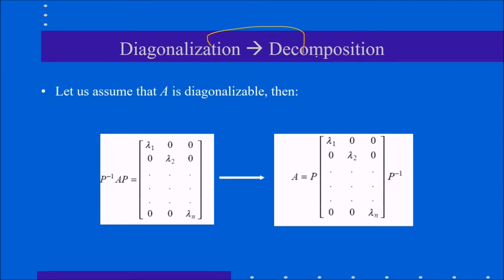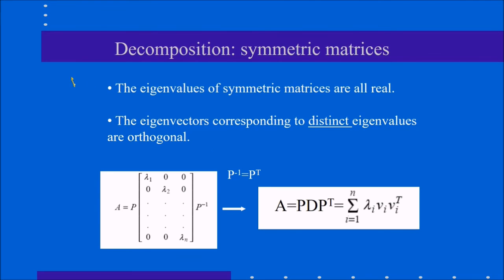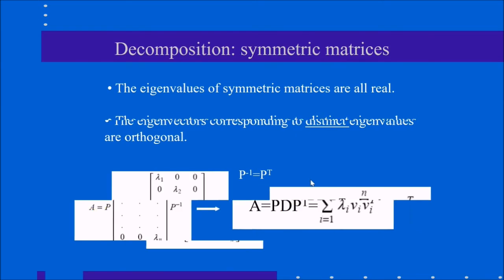What about diagonalization to decomposition? Let us assume that A is diagonalizable. That means P inverse A P equals this diagonal value. So you can easily find A as P, this diagonal matrix, and P inverse. Decomposition of a symmetric matrix: the eigenvalues of a symmetric matrix are all real, and the eigenvectors corresponding to distinct eigenvalues are orthogonal. That means P inverse is equal to P transpose, so you can write A using P transpose by this expression.